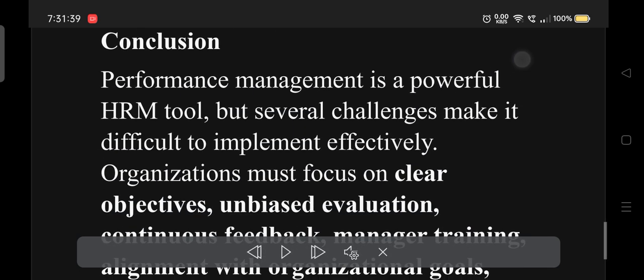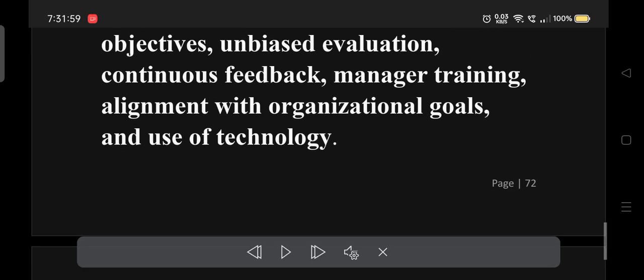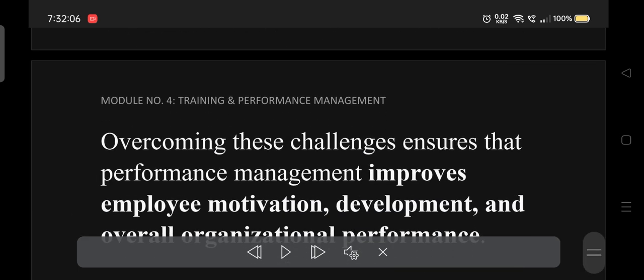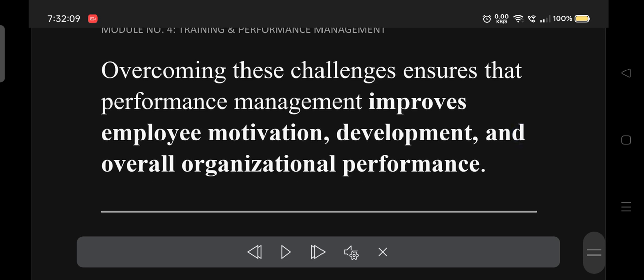Conclusion. Performance management is a powerful HRM tool, but several challenges make it difficult to implement effectively. Organizations must focus on clear objectives, unbiased evaluation, continuous feedback, manager training, alignment with organizational goals, and use of technology. Overcoming these challenges ensures that performance management improves employee motivation, development, and overall organizational performance.